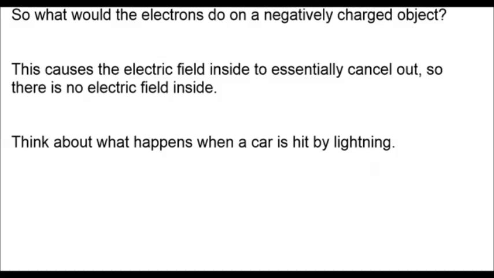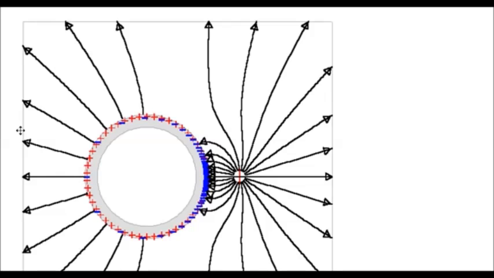If you've ever seen demonstrations with huge Van de Graaff generators, sometimes there's a person inside of a cage, and you can actually see this person touching the inside wires of that cage, and it's because the charges distribute on the outside of the cage because of this shielding effect. All right, let me show you a diagram.